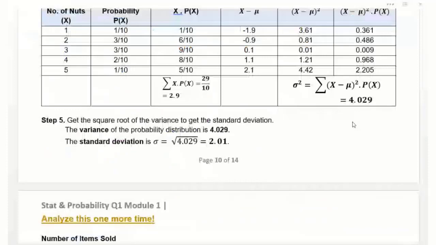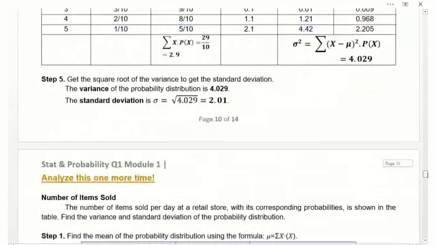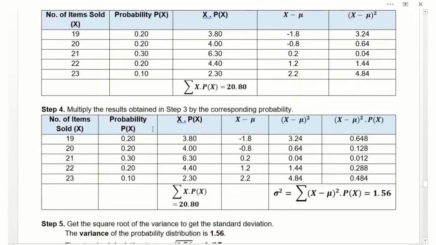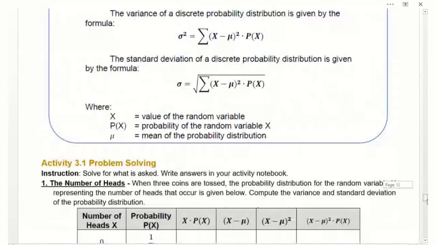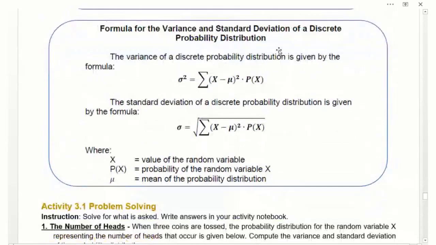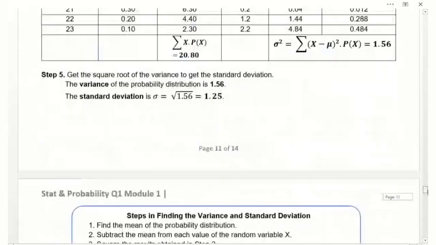Okay? So anyway guys, although hindi ko tiningnan masyado itong module for the lesson 3, it's still the same guys. Basta alam mo na kunin itong mga first part, itong xpx, x minus mu square, and x minus mu square times px, just follow how it is done, and you will be able to answer this problem solving activity. So ito ang ating mga formal definitions, but in reality it's just the same as what we did earlier.